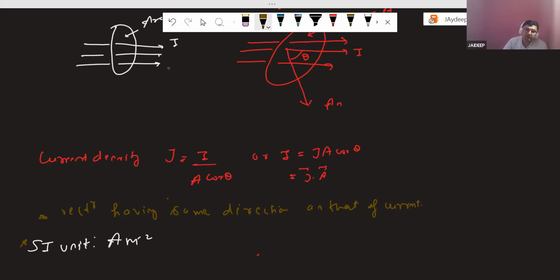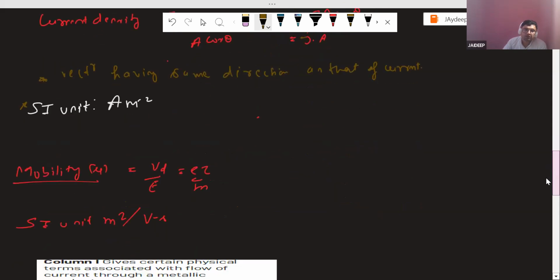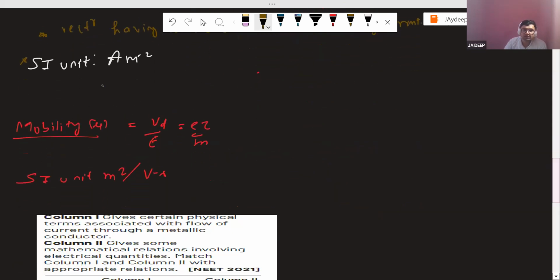So in the second figure, this is A, this is B. Now the current is flowing in this way. This is an area vector making an angle theta with the current. So J equals I over A cos theta, and so I equals J cos theta times A. Whenever cos theta comes in any physical quantity, we have to take the dot product, J dot A. This also implies that current is a scalar quantity.